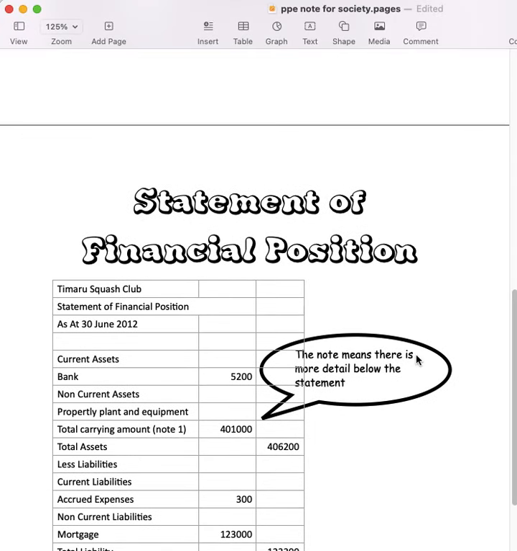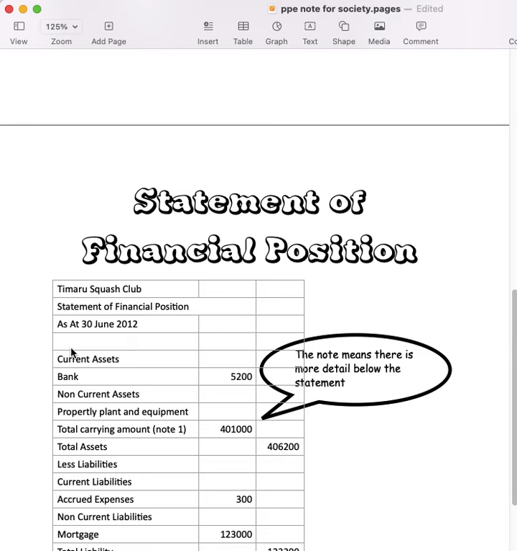Hi, in this video I'm going to talk through a wee note we made on the statement of financial position. Now the statement of financial position shows the assets, liabilities and members' funds of an organisation at a given time. So that's why we use this term here, as at 30th of June 2012.